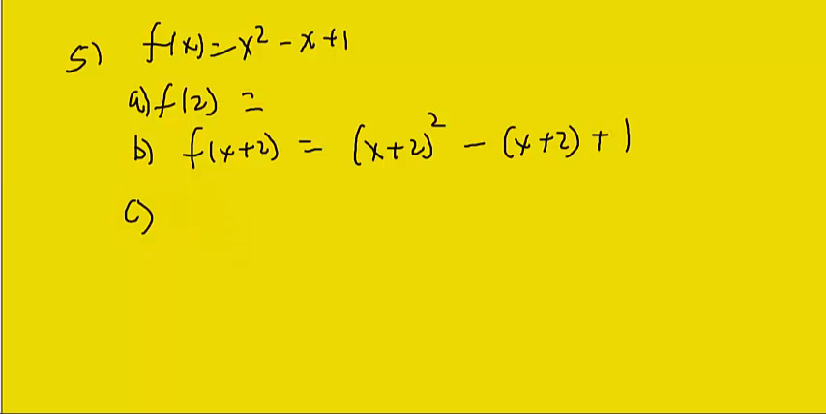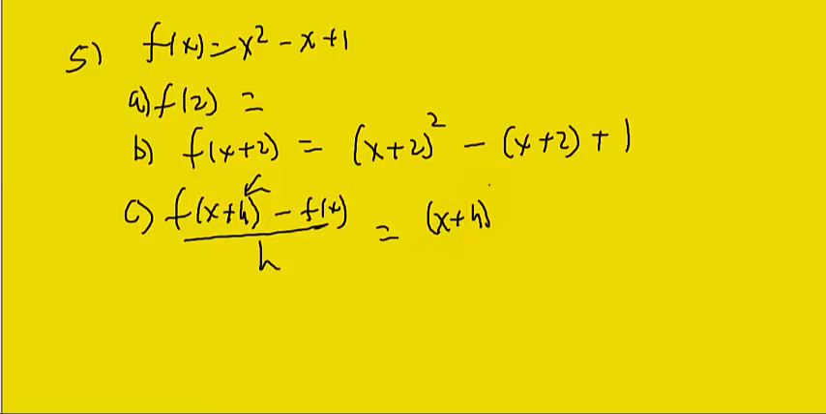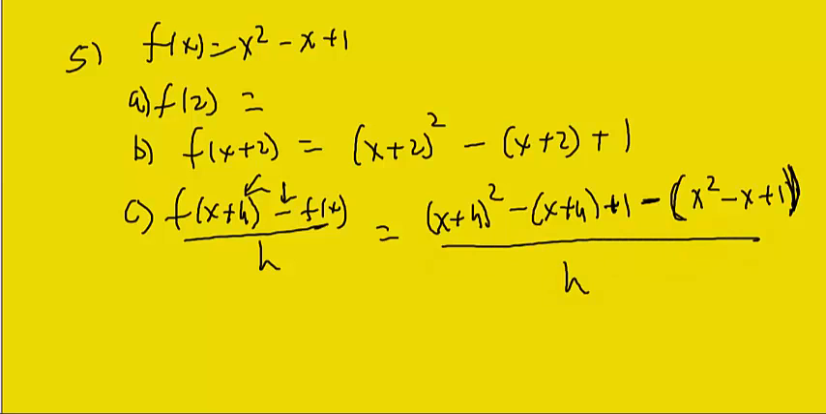Now finally, C, they want you to find f of x plus h minus f of x, all that over h. That means we're going to do that first. Plug in x plus h. So it'll be x plus h quantity squared minus x plus h plus 1. And then you have a minus, and then you're going to plug in f of x, which is x squared minus x plus 1. I put parentheses because otherwise this negative doesn't go with everything. All that over h. You can leave it right there.